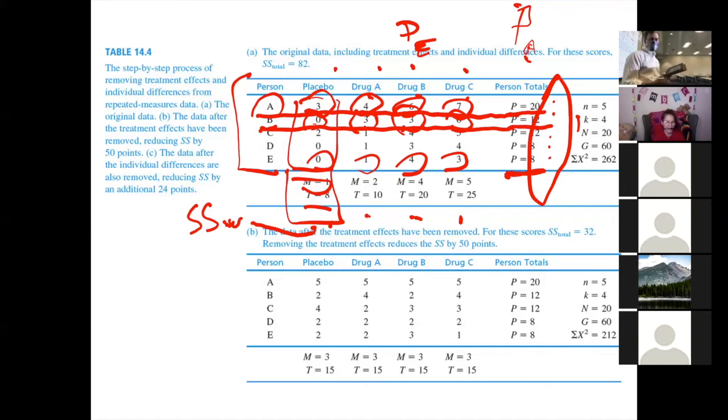Good questions. What other questions do we have? Could you go over the G? Yeah, so G is just going to be the grand total, right? So for G, I'm adding up all of these scores together. So 3 plus 4 plus 6 plus 7 plus 0 plus 3 plus 3 plus 6 plus 2 plus 1, etc. Does that make sense? All right. Go ahead and move on.